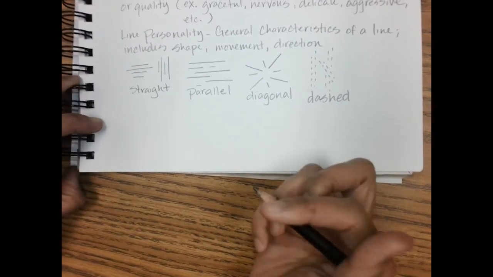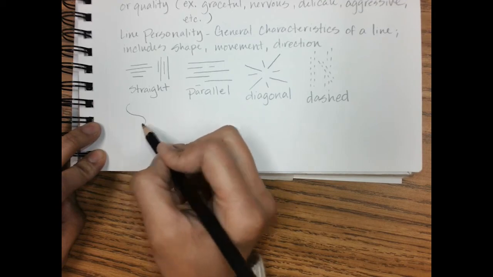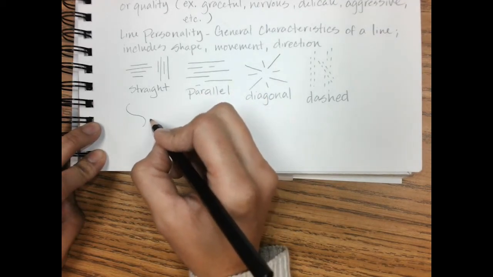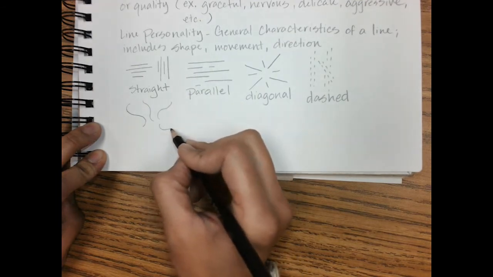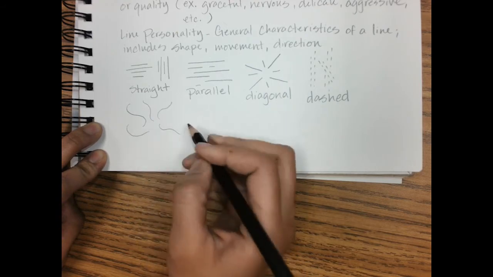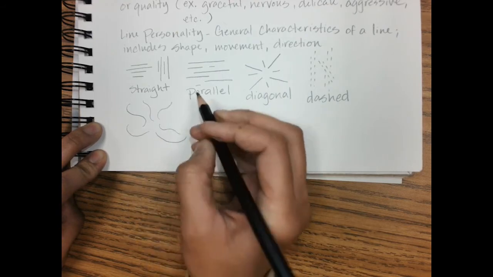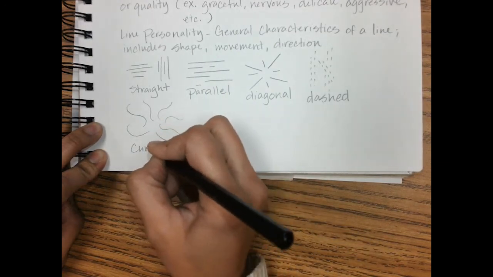Moving on to our next set of lines, we're going to go ahead and continue with curved lines. So a lot of times with the curved line personality, you think of something maybe calming, nothing too intense, relaxing. So this is going to be our curved lines.